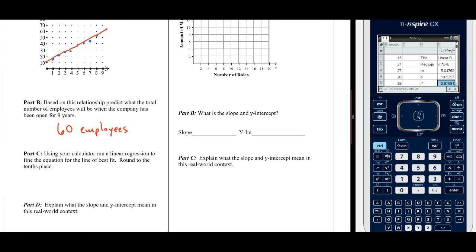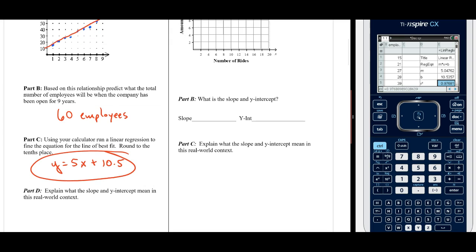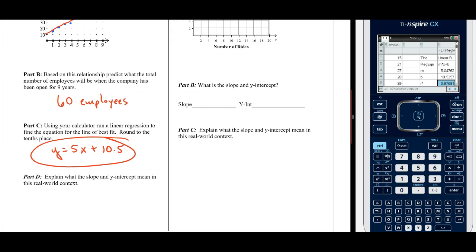So find the equation of the line of best fit. So our line is y equals 5.05, I rounded that. Actually it wanted me to round to the tenths, so it's going to be just 5x plus b was 10.5. That's my equation. Explain what the slope and y-intercept mean in the real world context.